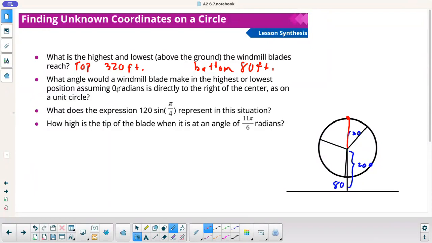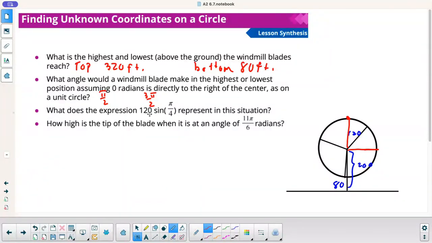Okay. What angle would a windmill blade make in the highest and lowest position, assuming 0 radians is directly to the right of center? So this is 0. At the top, that would be pi over 2, because you take half your circle, you're dividing it into 2 sections. And at the bottom, that would be 3 pi over 2.